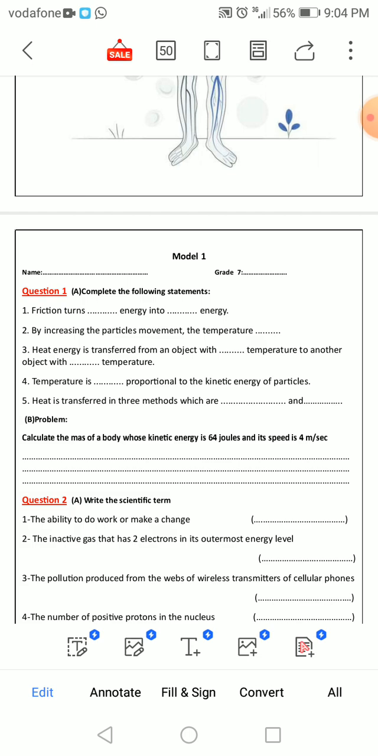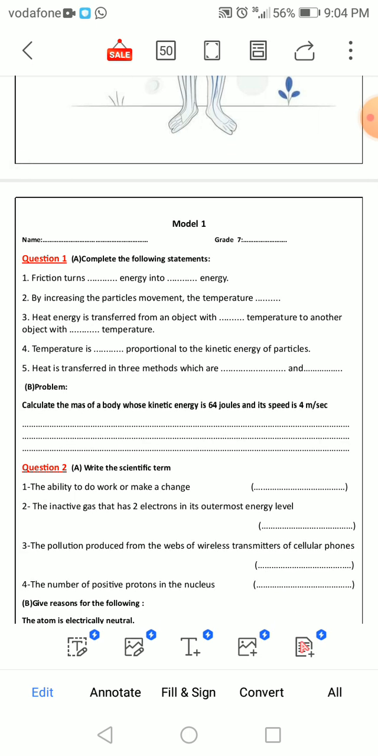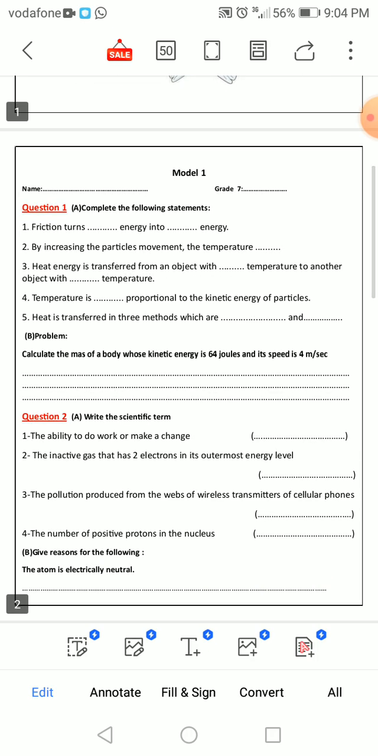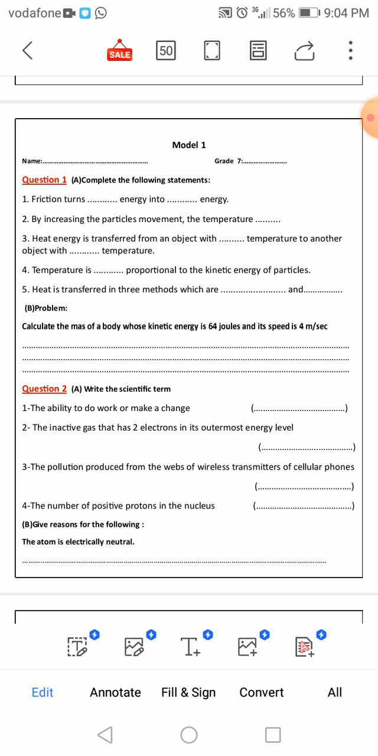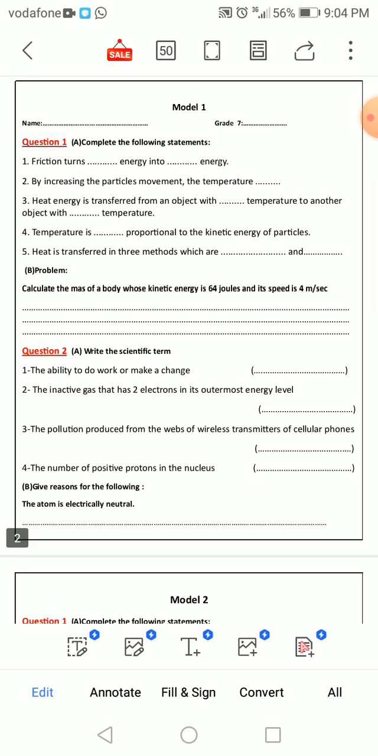Question number 1. Complete. Friction turns kinetic energy into heat or thermal energy. Number 2. By increasing the movement of particles, the temperature increases. Number 3. Heat energy is transferred from an object with higher temperature to another object with lower temperature. Number 4. Temperature is directly proportional to the kinetic energy of particles. Number 5. Heat is transferred in 3 methods, which are conduction, convection, and finally radiation.